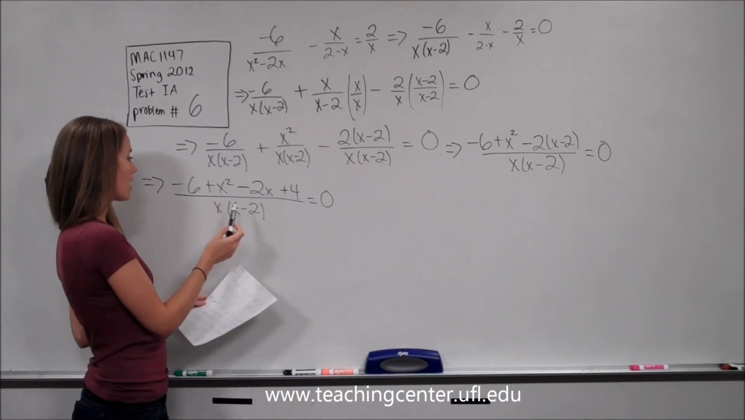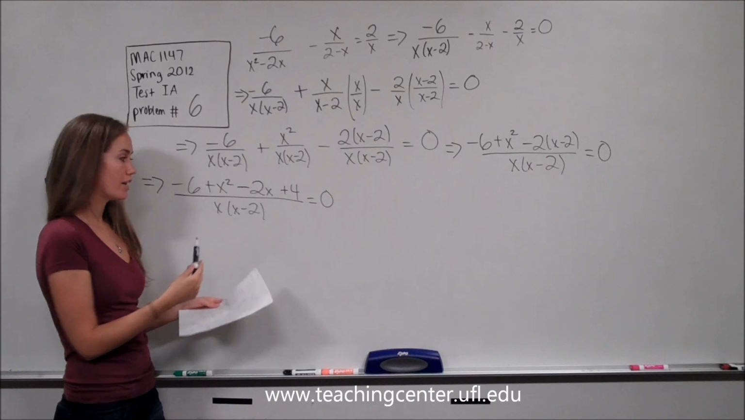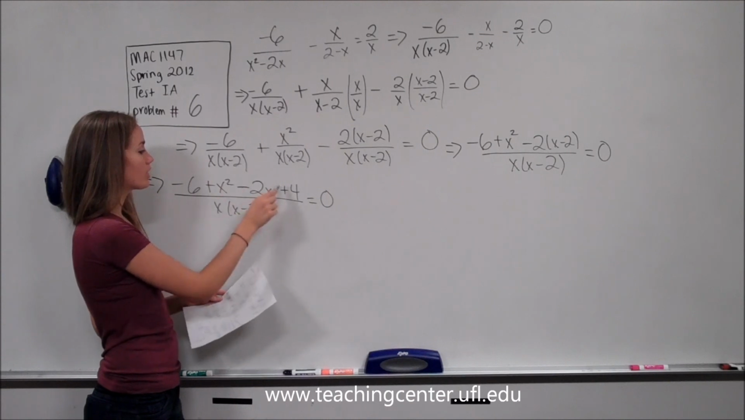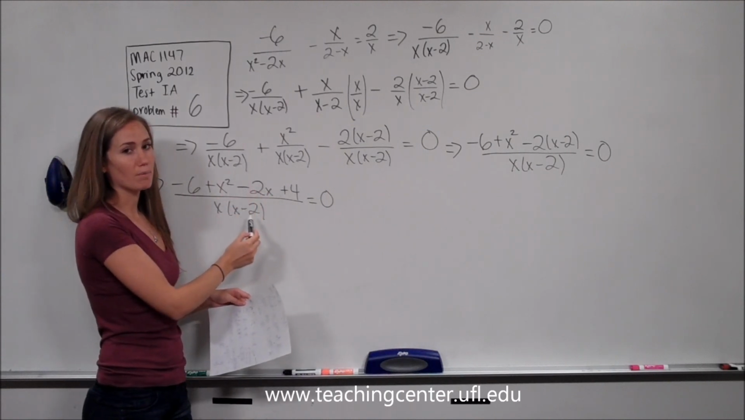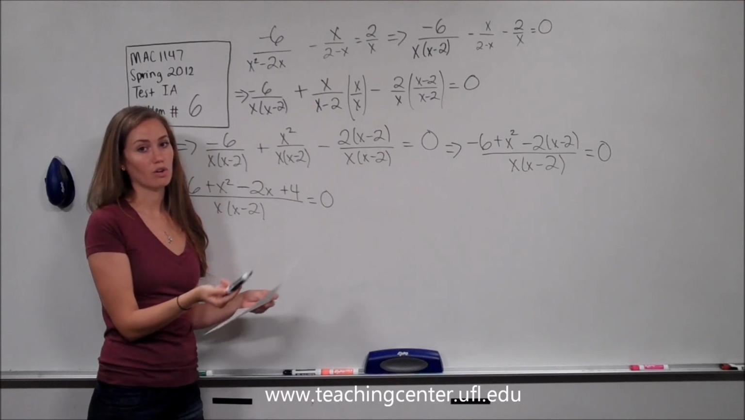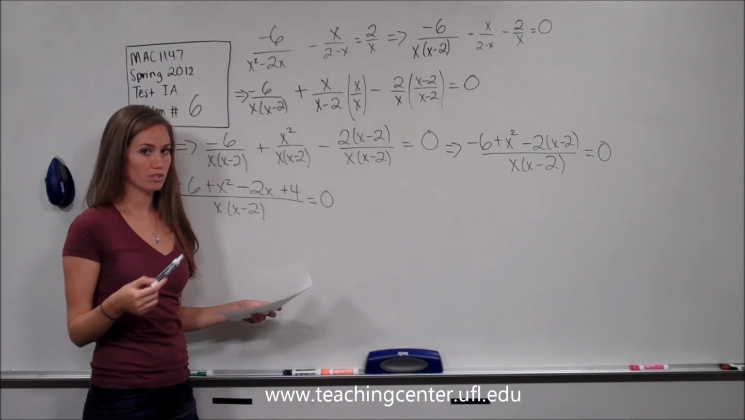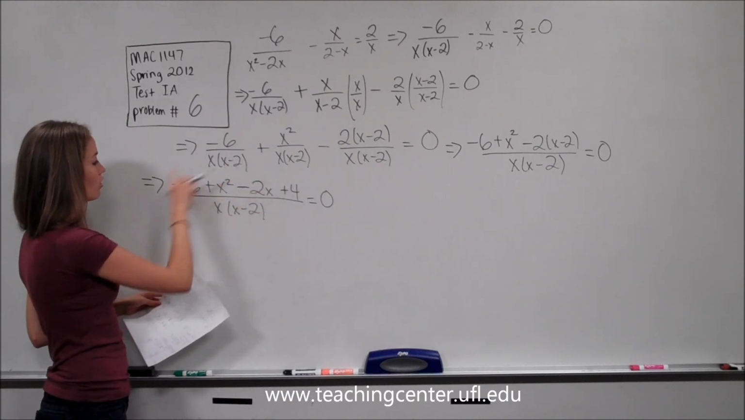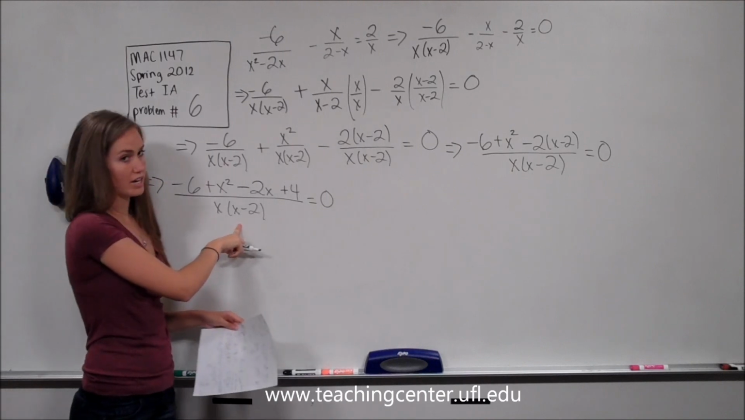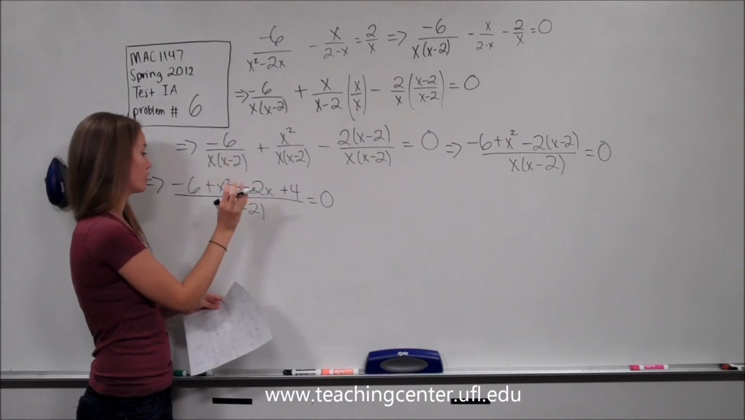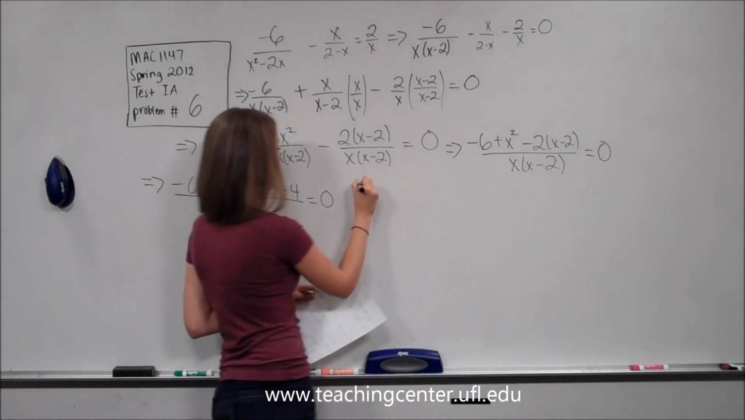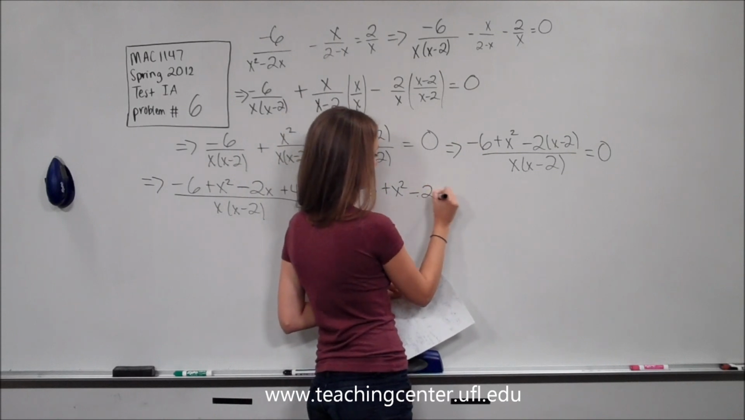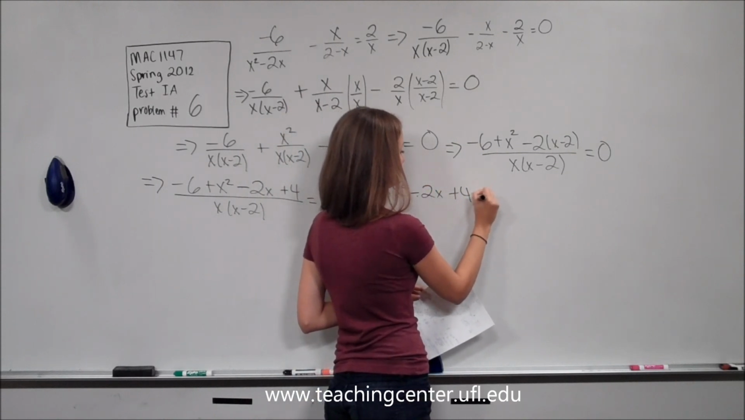Okay, so we have this and we want to solve for x. Whenever we have a fractional polynomial and it's equal to 0, all we have to worry about is the numerator being equal to 0. Because if this numerator is equal to 0, then we're going to have 0 over some number, and our whole function is going to be equal to 0, because 0 over anything is equal to 0. So we can forget about our denominator right now, because we only have to solve for the numerator equal to 0. So then we have -6 plus x squared minus 2x plus 4 equal to 0.